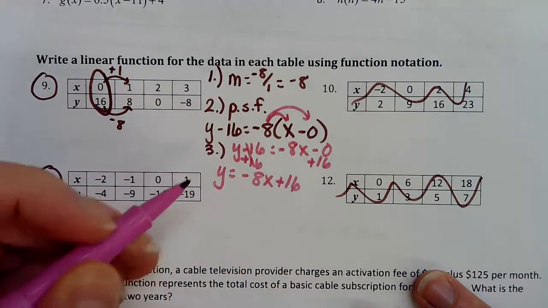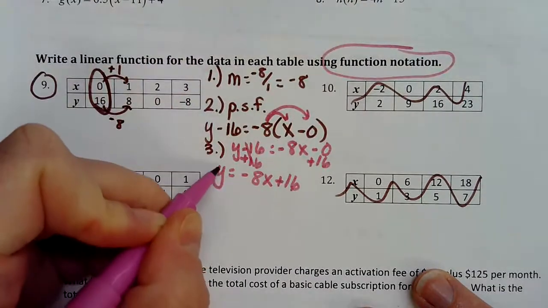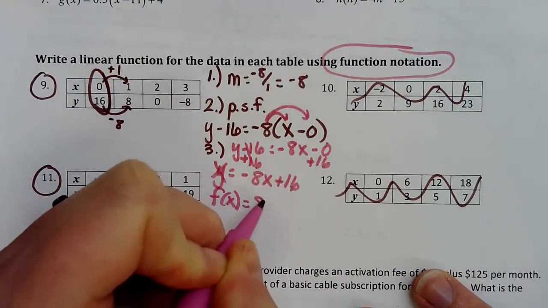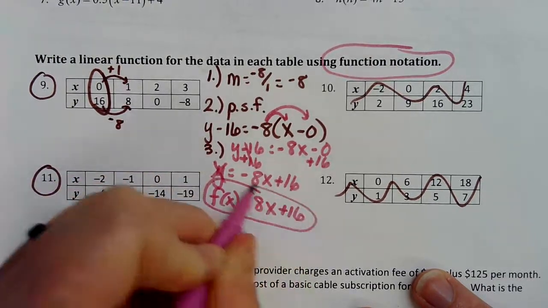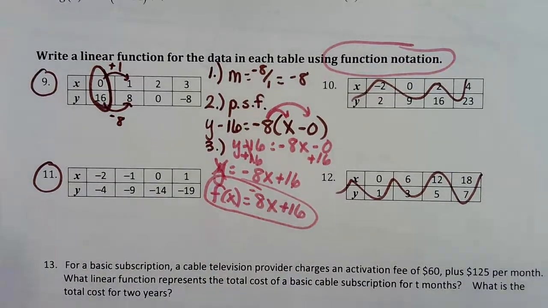You cannot leave it like that because this is not function notation. Function notation has you take that y and change it to an f of x. So you get f of x equals negative 8x plus 16. So let's say that in GoFormative you are putting y equals, that's why it's marking you wrong. So please make sure that you are paying attention to those dots.